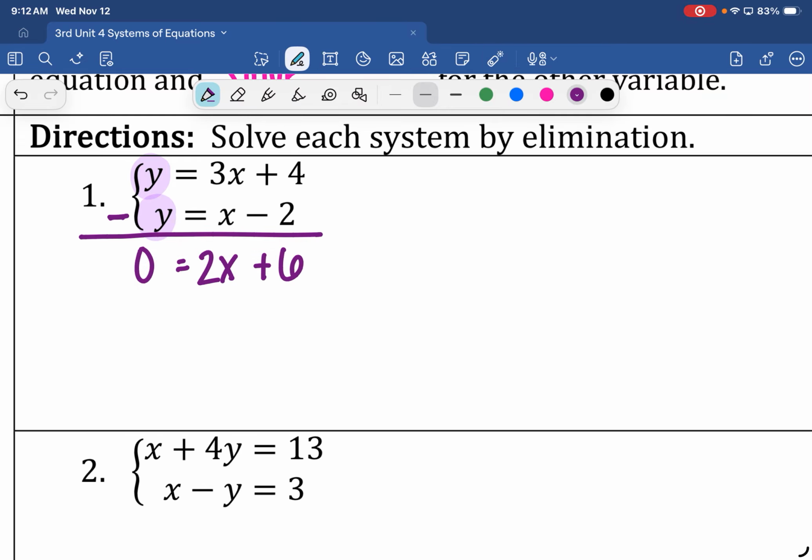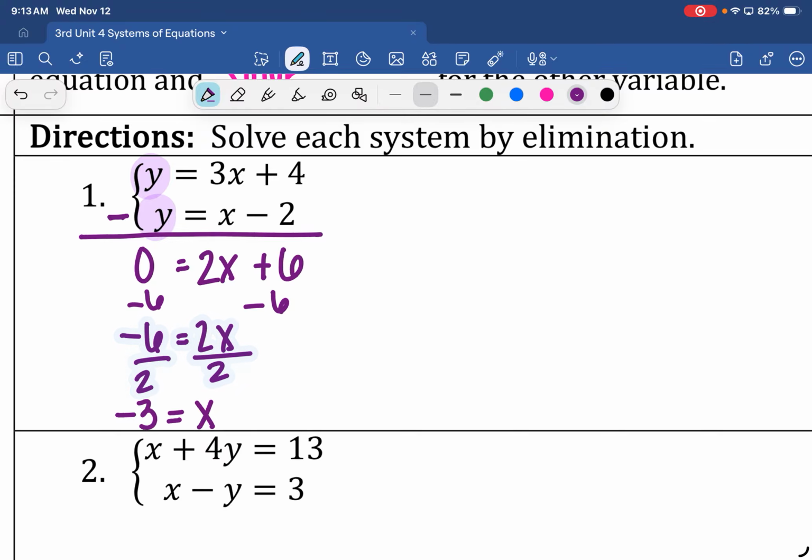How would I solve that equation for x? So we get negative 6 equals 2x. Now what? What is negative 6 divided by 2? So negative 3 equals x, okay? Half of the equation is done. So now we're just going to plug that back in and solve for y.